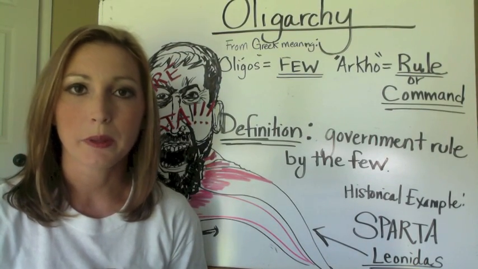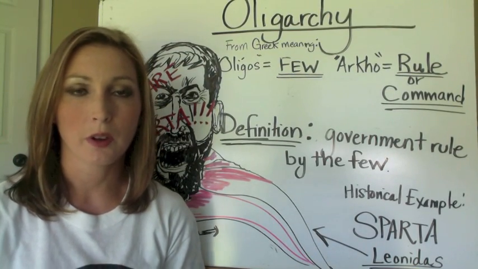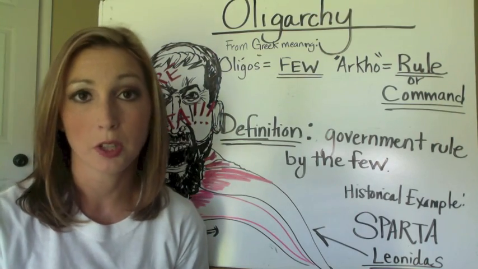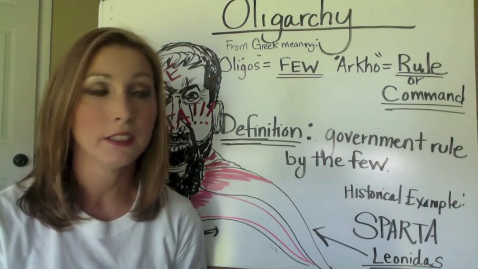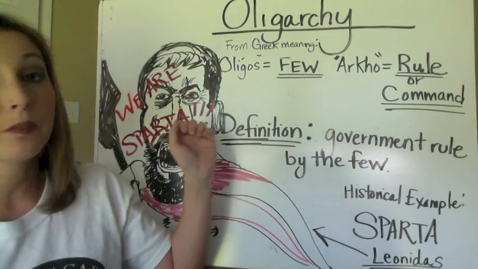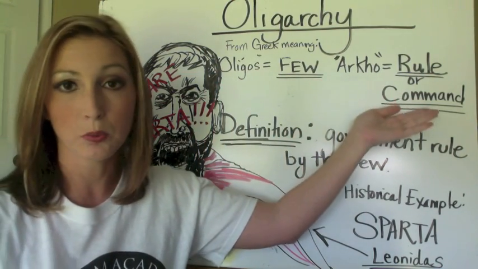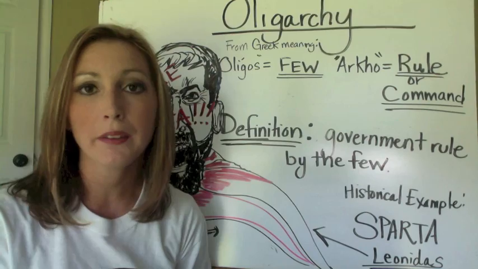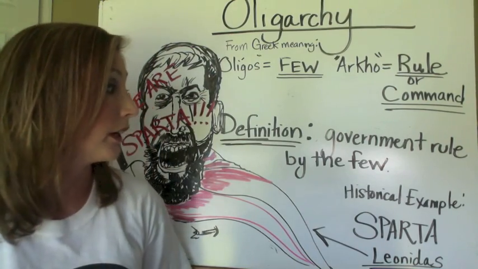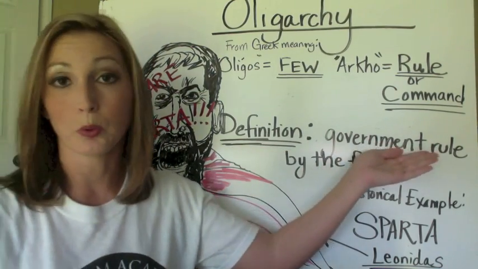When we discuss government, the Greek language heavily imbues our vocabulary, and this is very true with the term oligarchy. Oligarchy is derived from the Greek oligos, meaning few, and archo, meaning to rule or command. When we combine these two words, we get the term oligarchy, which means government rule by the few.